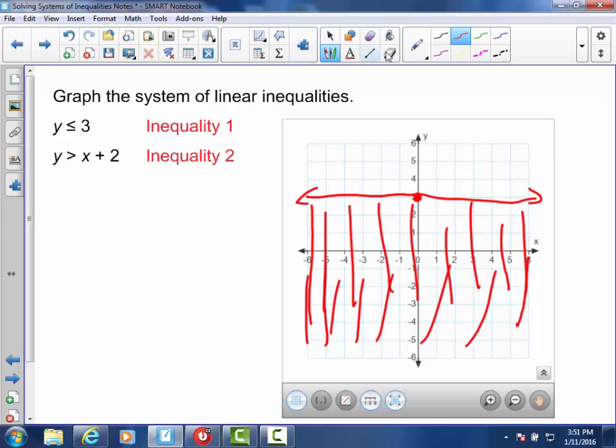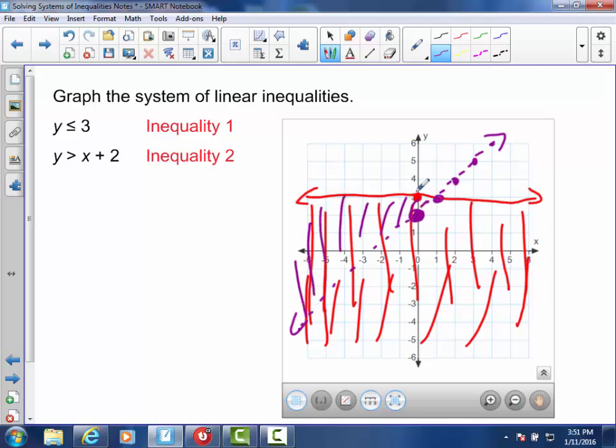I'm going to change colors, and y is greater than x plus 2. So I go to 2 on the y-axis and plot my point, and my slope is going to be 1, so I'm going to go up 1, right 1, up 1, right 1, and so on. Because it's strictly greater than, it's a dashed line through those points. Where is y greater? As we come up from here.